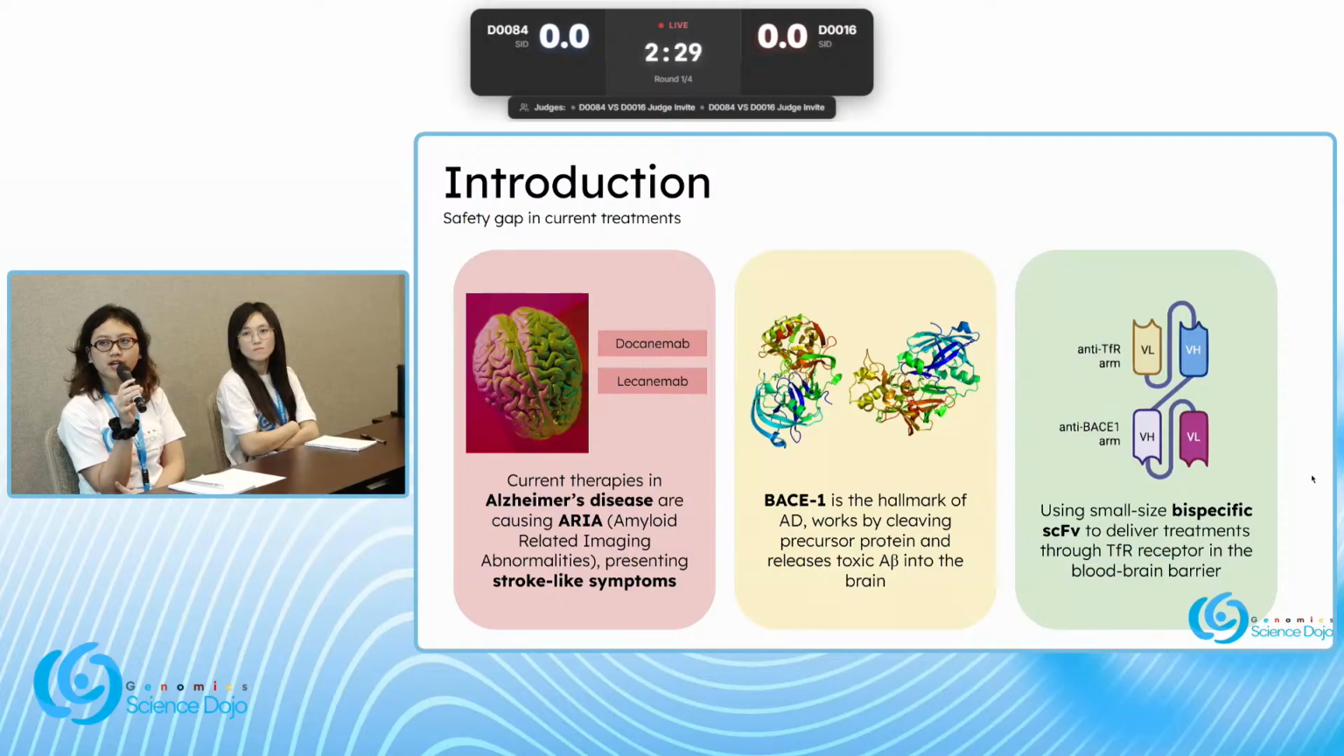BACE1 is the hallmark of Alzheimer's disease. It works by cleaving amyloid precursor protein and releasing toxic beta amyloid into the brain. Now we're building small-size bispecific scFvs to deliver treatments through the transferrin receptor in the blood-brain barrier.